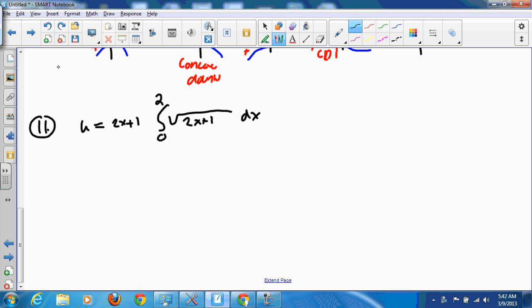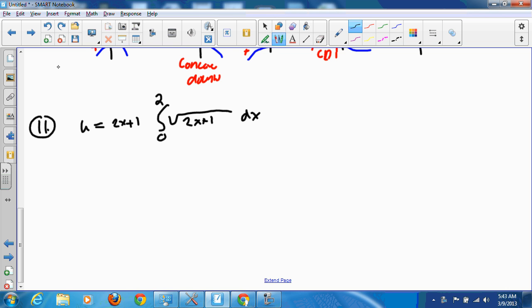Alright, so let's start back with number 11 here. We have it tells us to do a u substitution, and they tell us what to use, which is fairly obvious, 2x plus 1. So looking at the answer choices, they don't really want you to integrate it and evaluate it, they just want you to do the u substitution.